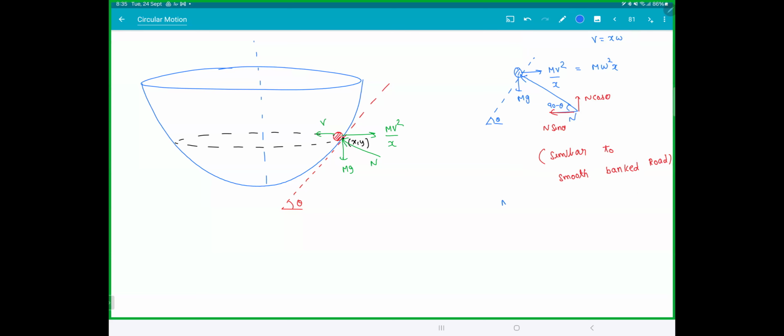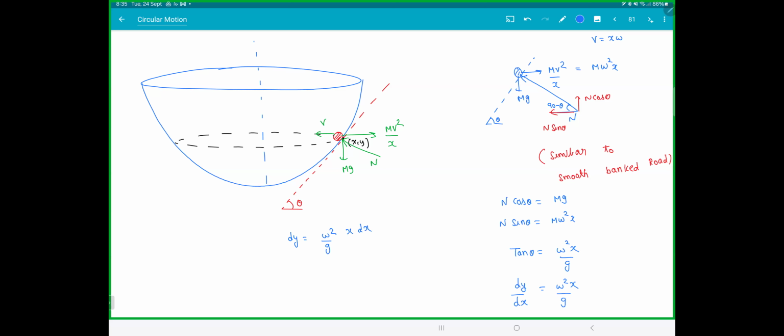So if you write the forces here, we get N cos theta is mg, N sine theta is m omega square x. Tan theta is omega square x by g. But what is tan theta? Slope, dy by dx. Send dx to the other side. So we get dy is omega square by g x dx.